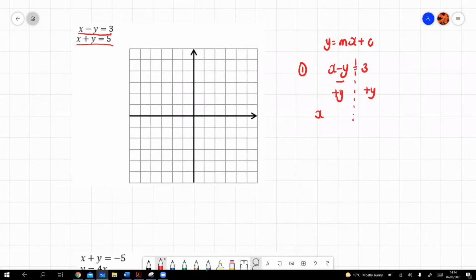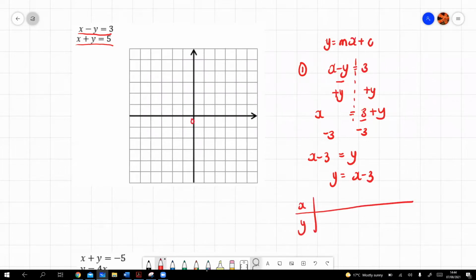Just left with x on this side because minus y add y is nothing. That's 3 add y. I want it to be just y equals, so I need to get rid of this 3. Subtract 3 on both sides. So I'm left with x minus 3 equals y because 3 take 3 is nothing. And I can rewrite that as y equals x minus 3. Right, when I have that, I can then draw my table.